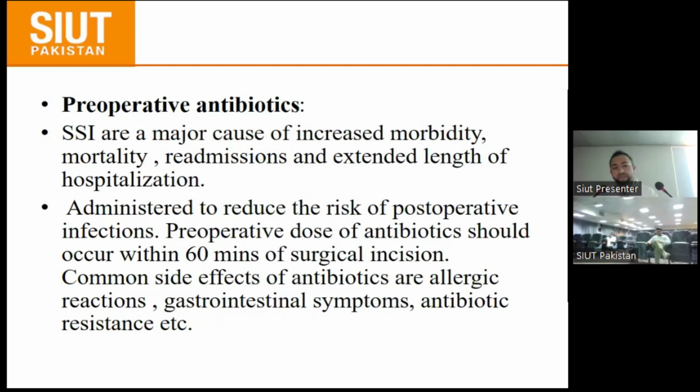Preoperative antibiotics: surgical site infections are a major cause of increased morbidity and mortality, re-admission and extended length of hospitalization. To reduce the risk of post-operative infection, the preoperative dose of antibiotics should be administered within 60 minutes of surgical incision. Common side effects of antibiotics are allergic reaction, gastrointestinal upset, and antibiotic resistance.